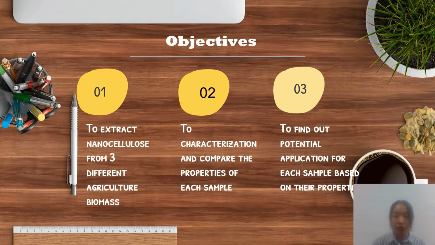Our first objective for this research paper is to extract nanocellulose from 3 different agriculture biomass: sugarcane leaf, coconut leaf, and lemongrass leaf. The second objective is to characterize and compare the properties of each sample, such as FTIR, UV spectrum, and water absorption. Our third objective is to find out potential applications for each sample based on their properties.